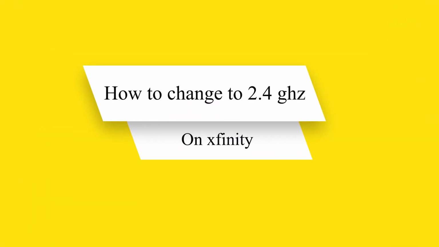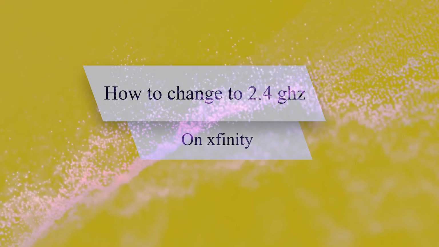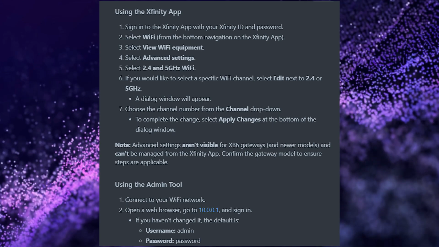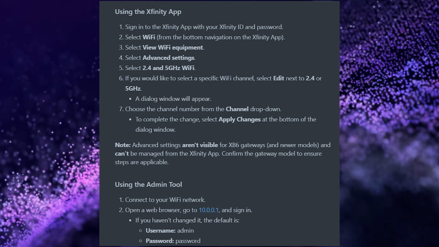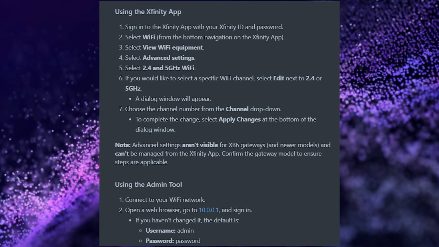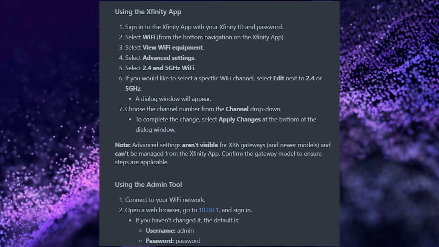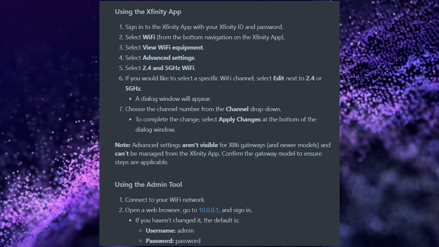Today I will show you how to change to 2.4 GHz on Xfinity. So the first step is signing in to the Xfinity application with your Xfinity ID and password. After signing into the application, select Wi-Fi from the bottom navigation on the Xfinity application. Now click on View Wi-Fi Equipment.